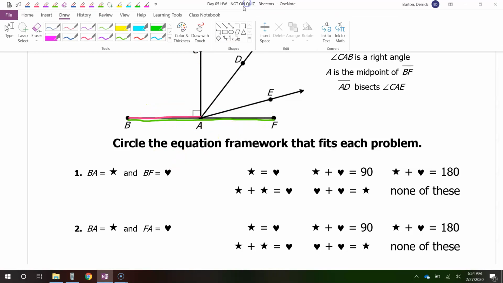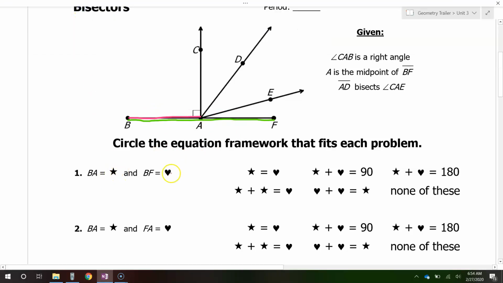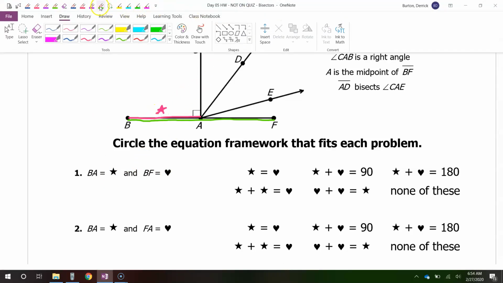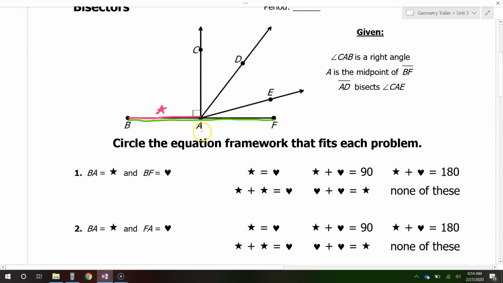Now let's use the star and the heart. BA is the star, so I'll put that right here. And then BF is the heart, so I'll put that right here. Are these going to be equal? No. The green is bigger than the red. The heart is bigger than the star. These are segments, so it will have nothing to do with 90 degrees or 180 degrees.